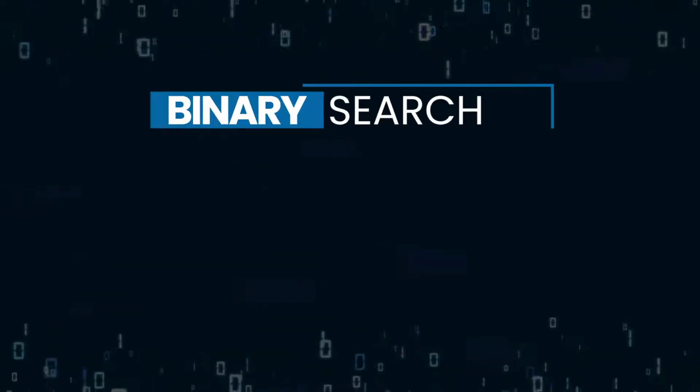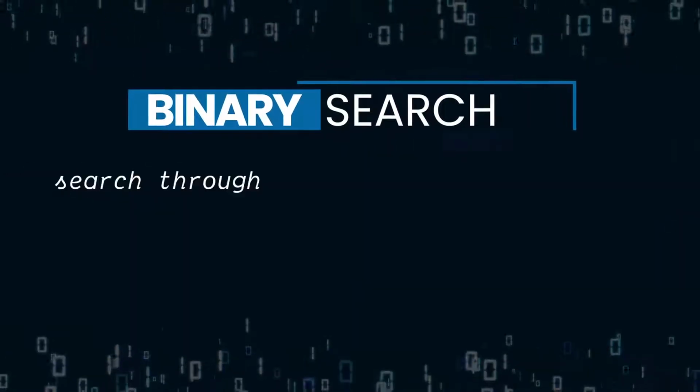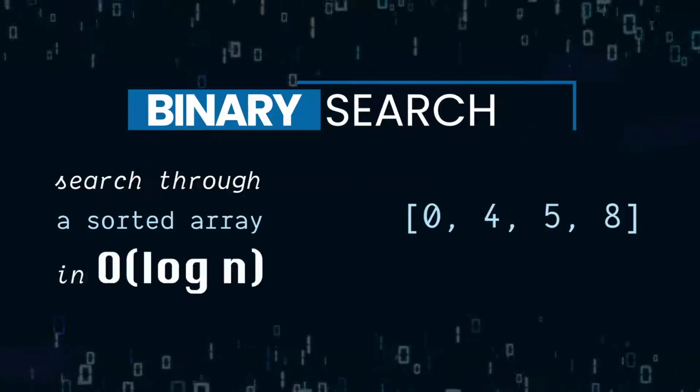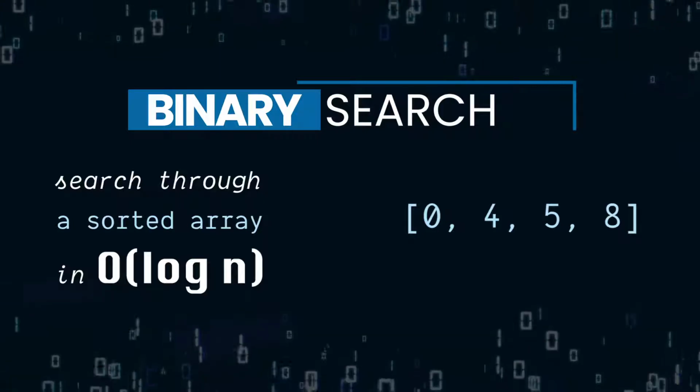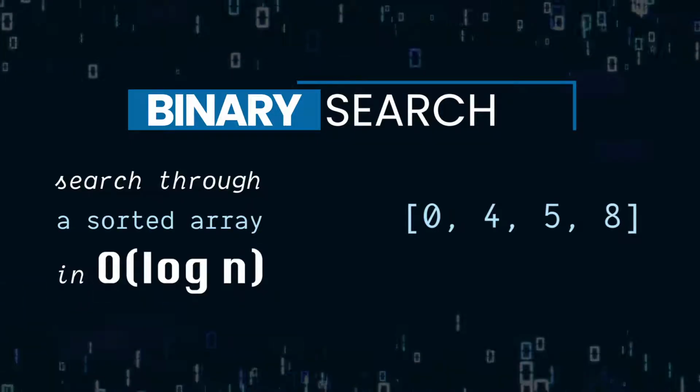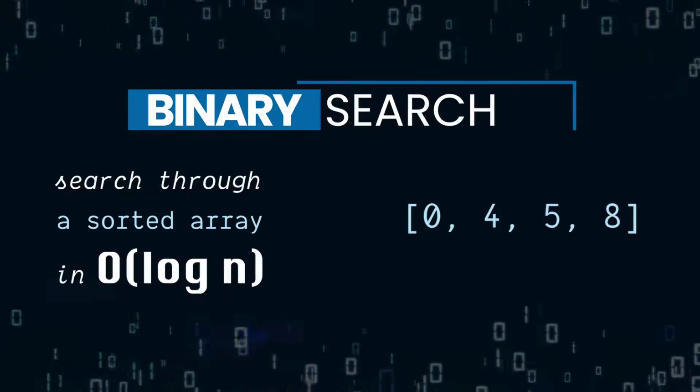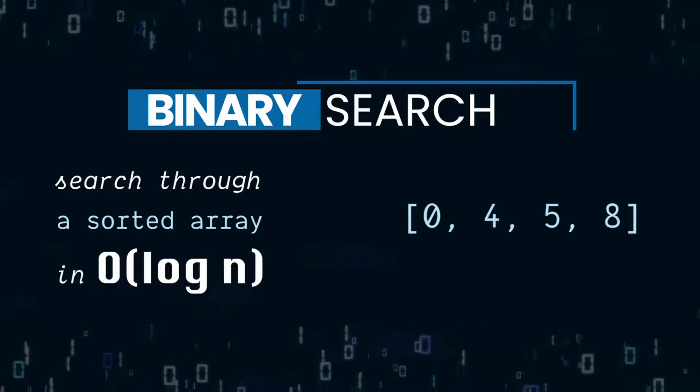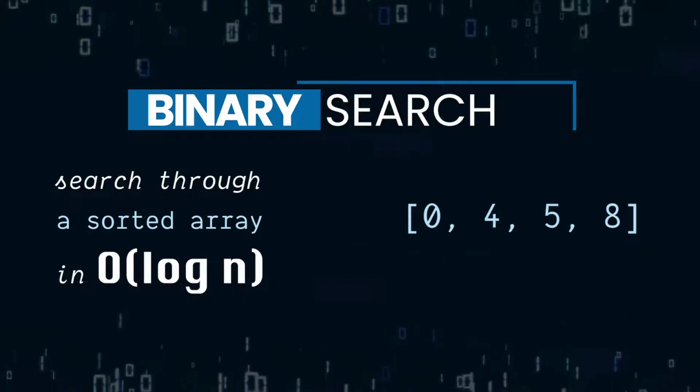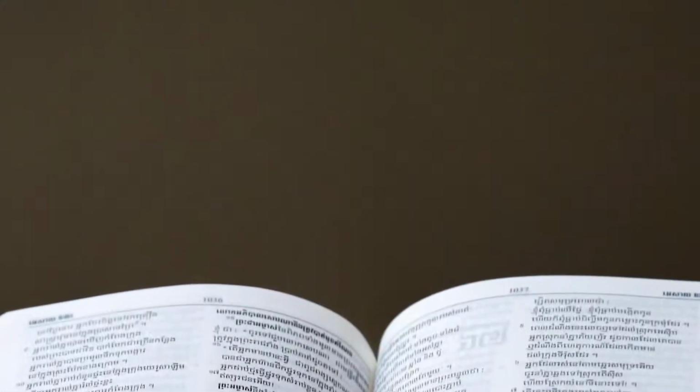What binary search allows us to do is search through a sorted array in log n time. In other words, every time we have an array in a problem, we can potentially reduce time complexity by an entire order of magnitude, going from linear n down to log n. But first, to conceptually understand binary search, let's define this problem.